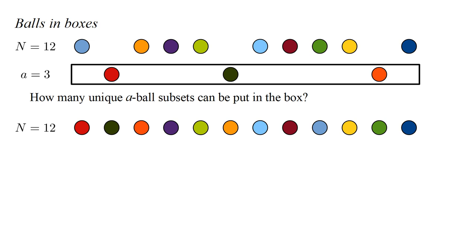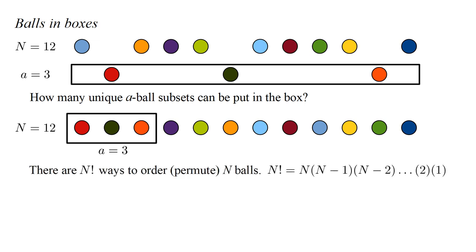Imagine the following procedure for selecting balls to go in the box. Place the n balls in a bag. Then, by randomly selecting balls one at a time, order them in a row. The first A balls then go into the box. There are n factorial ways to order or permute n balls, with n factorial equal to n times n minus 1 times n minus 2, etc., down to 1. Because for the first ball there are n possible selections, for the second ball n minus 1 possible selections, and so on.